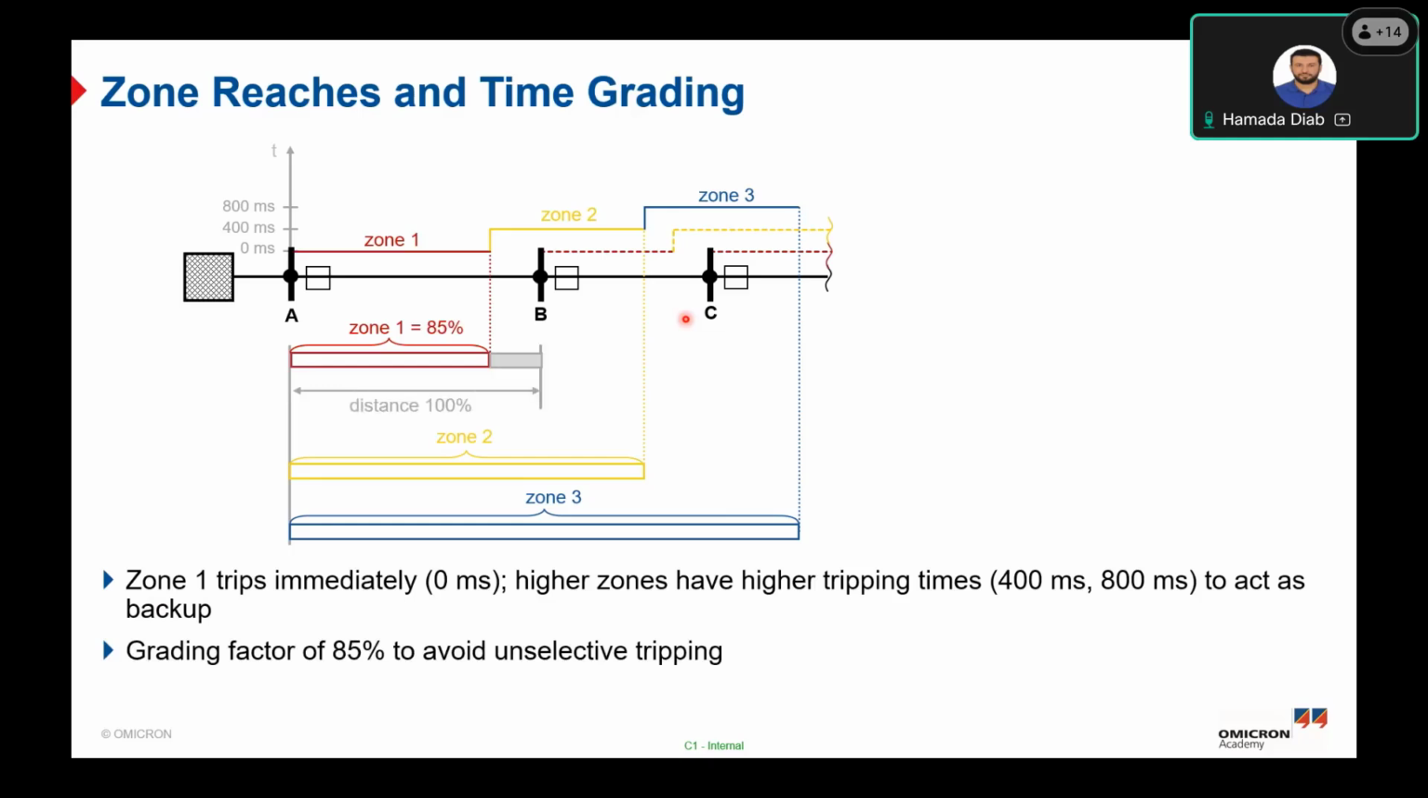Okay, so we have here the grading factor, which is 85% to avoid unselective tripping and also to avoid measurement inaccuracies in terms of line impedance.